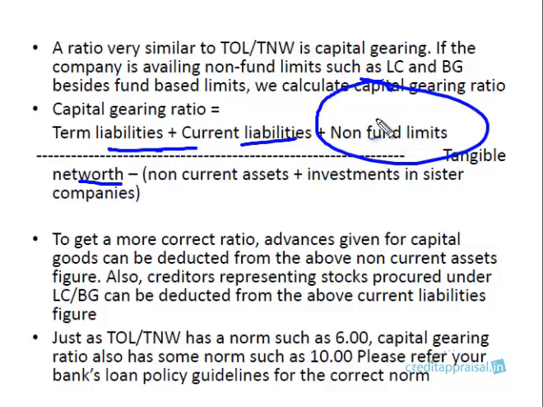Slightly advanced. But anyway, just like TOL by TNW, the gearing ratio will also have a norm, for example, say 10. So if a company is applying for non-fund limits and the gearing ratio is below 10, you can go ahead with the finance. If it is above 10, maybe you have to again insist on additional margin.